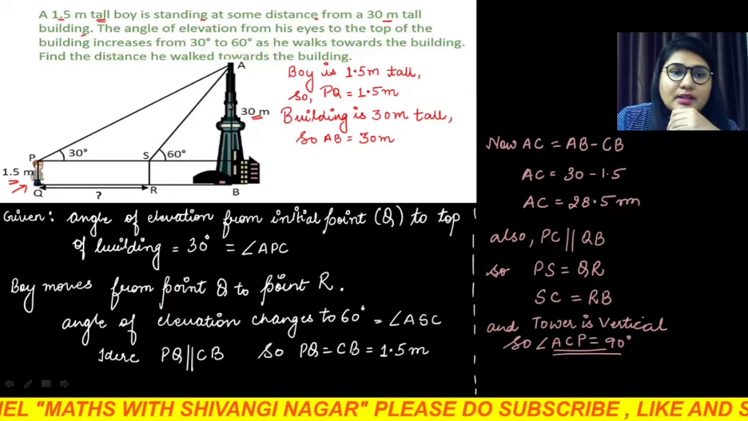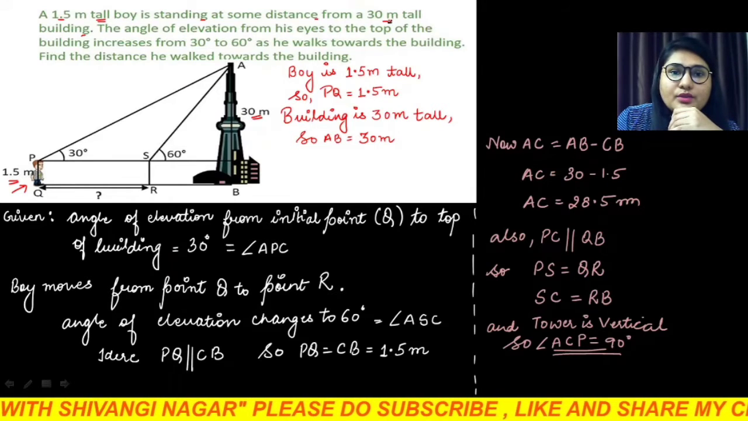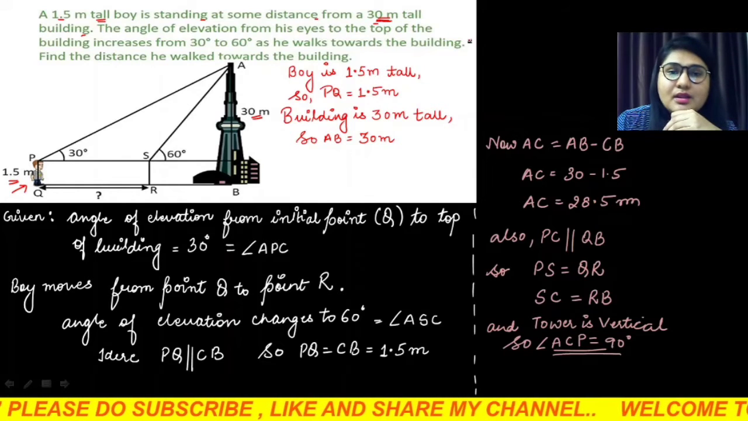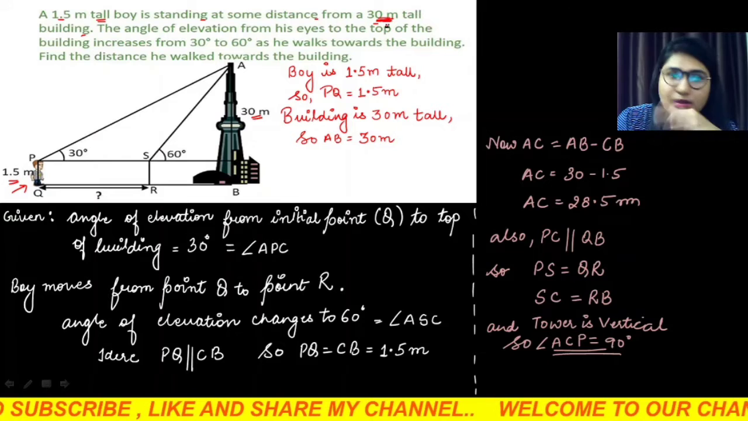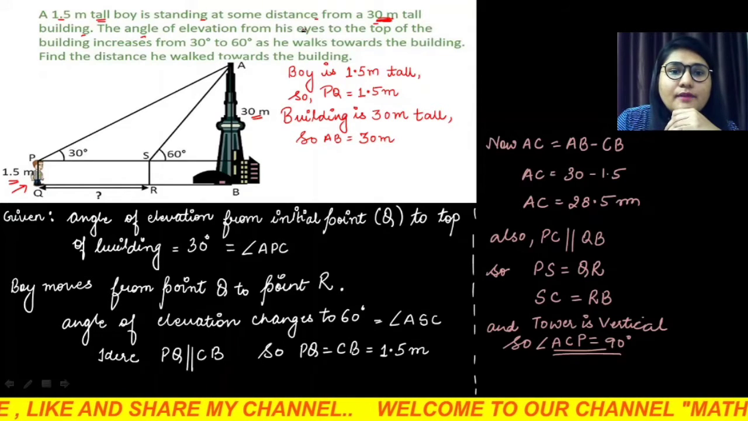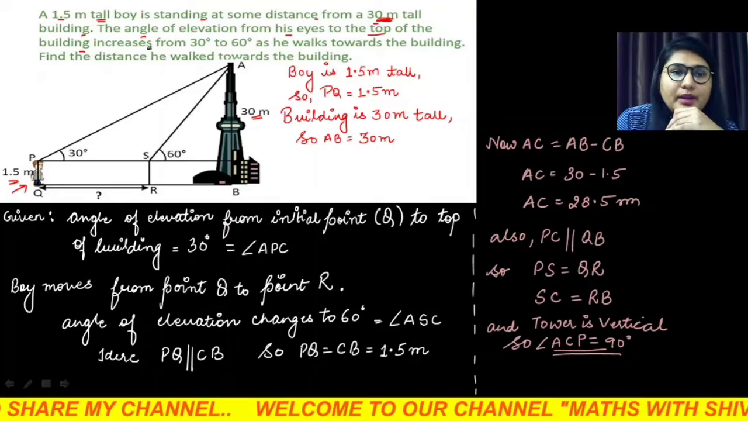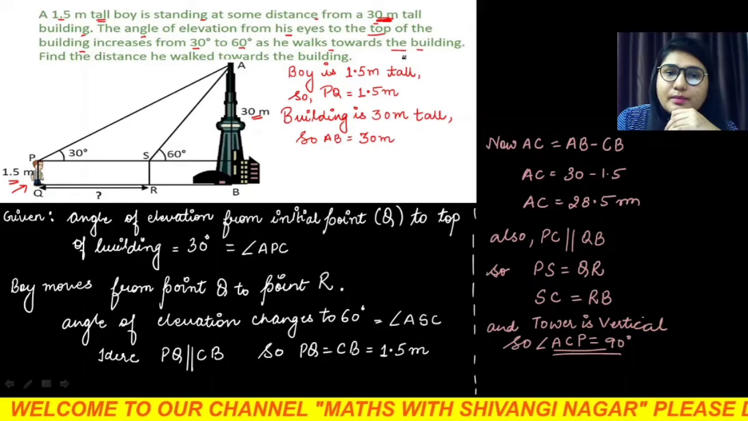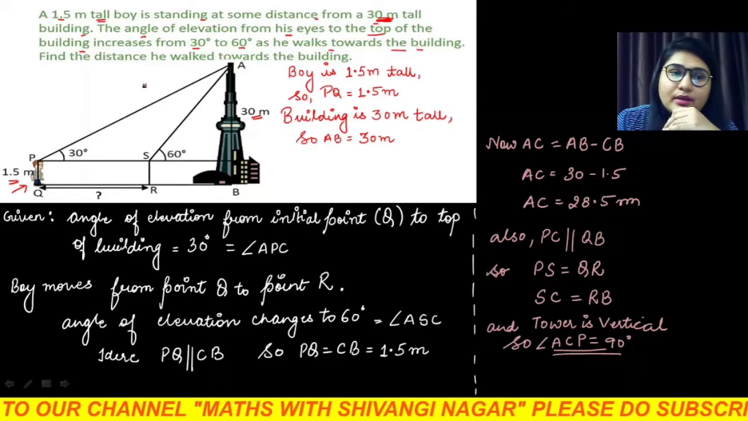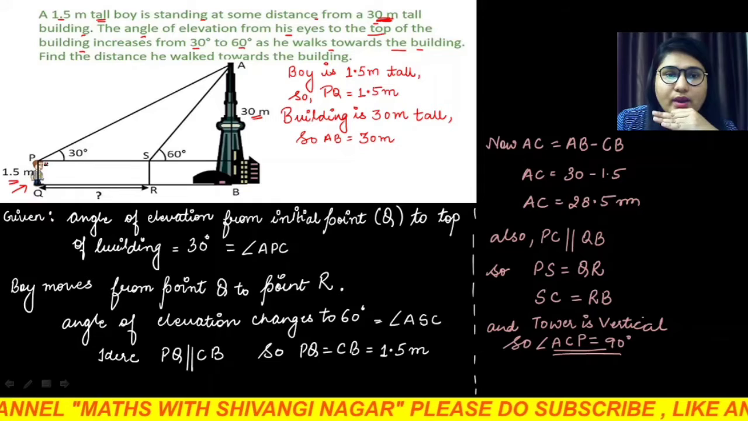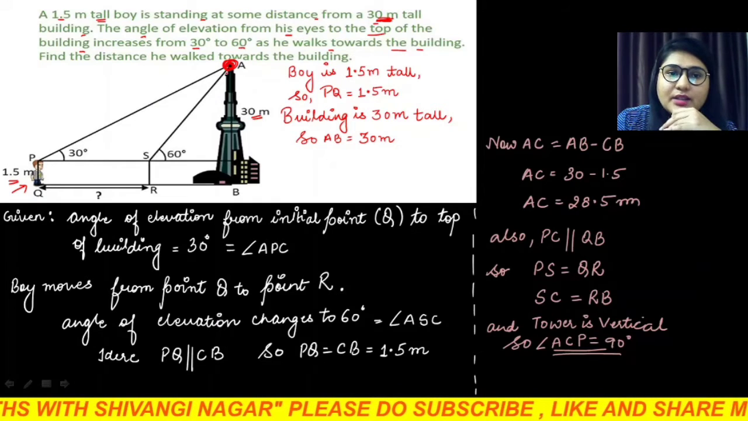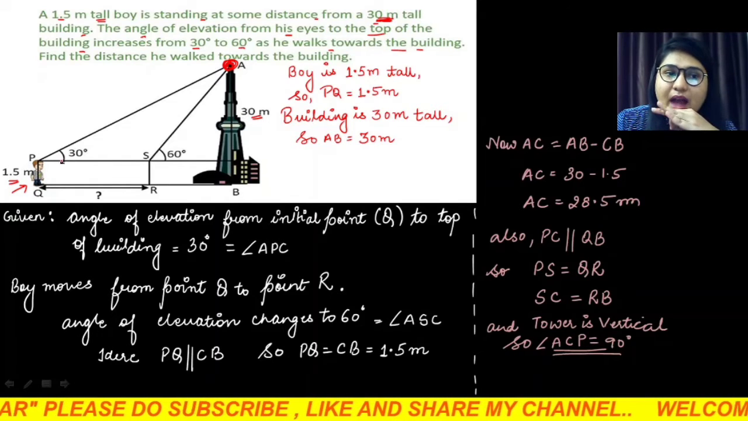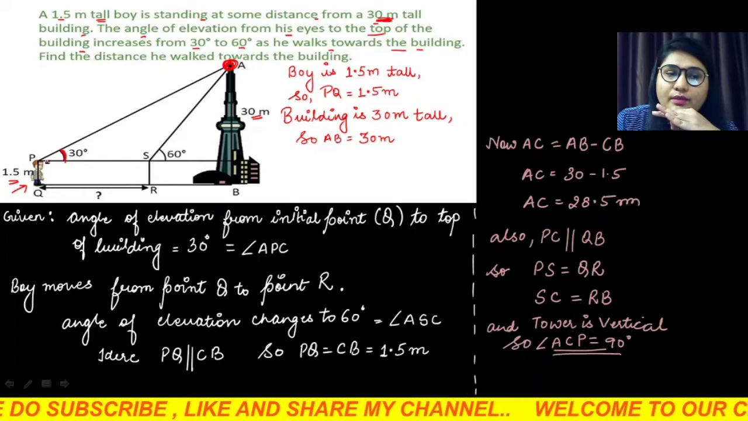He is standing at a certain distance, and the building is 30 meter tall. The angle of elevation from his eyes to the top of the building increases from 30 degree to 60 degree as he walks towards the building. So this boy is looking at the top of this building, that is point A. When he was standing at this position, what was the angle of elevation of his eyes from the horizontal line?